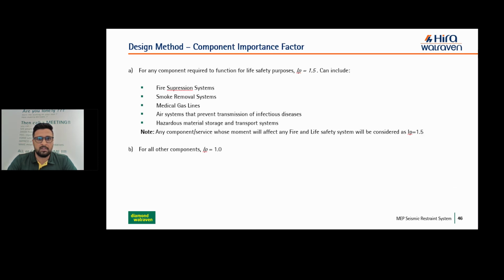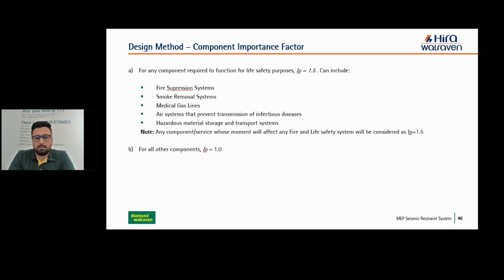Then importance factor: as I mentioned, it is very important to categorize any seismic system. The importance factor is basically categorized into two values, 1.5 and 1.0. If we are dealing with any kind of life safety services, such as firefighting pipes, smoke management ducts, or any service related to life safety, that system comes under IP 1.5. And all components related to non-life safety services, like chilled water pipes, plumbing, and drainage, are IP 1.0, as they do not serve any life safety.